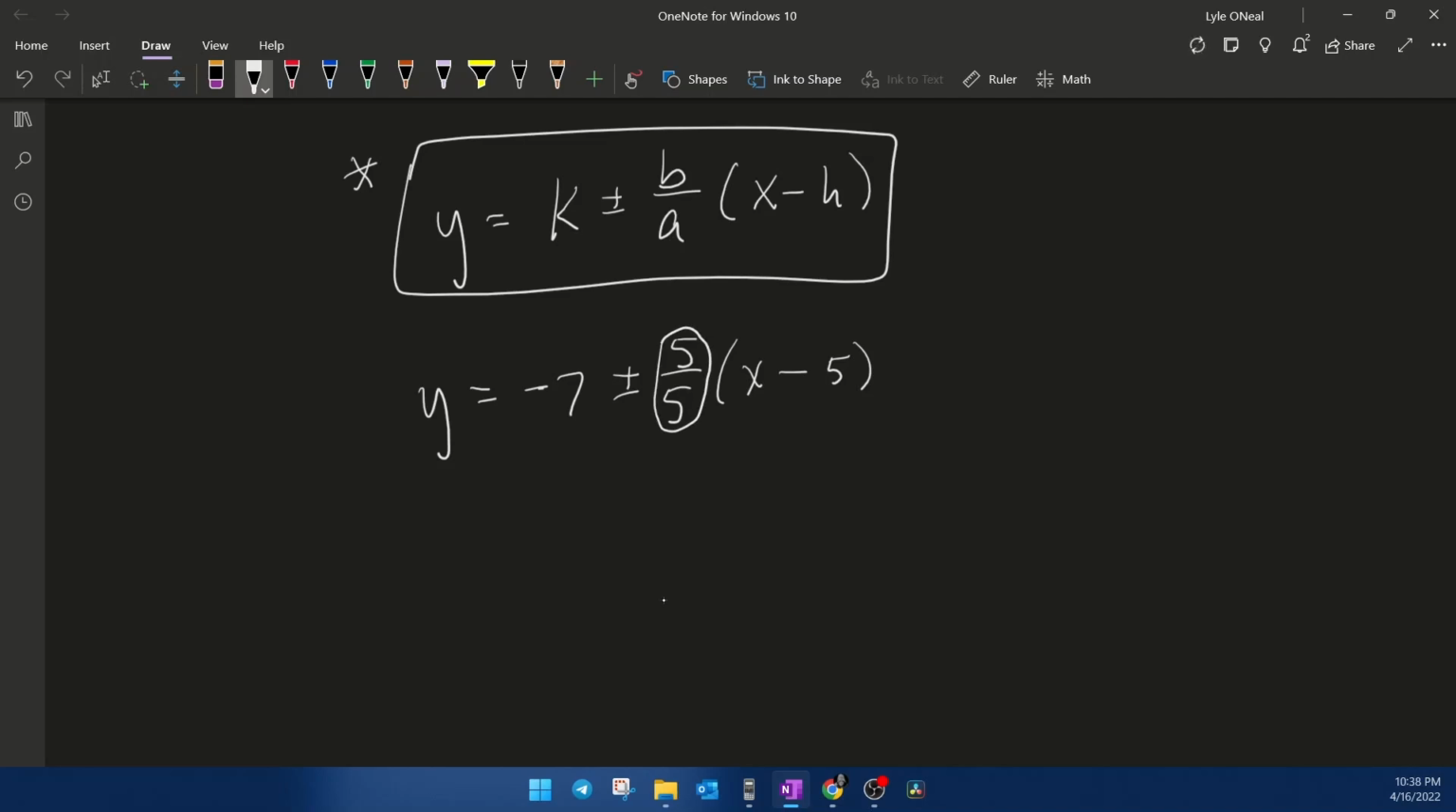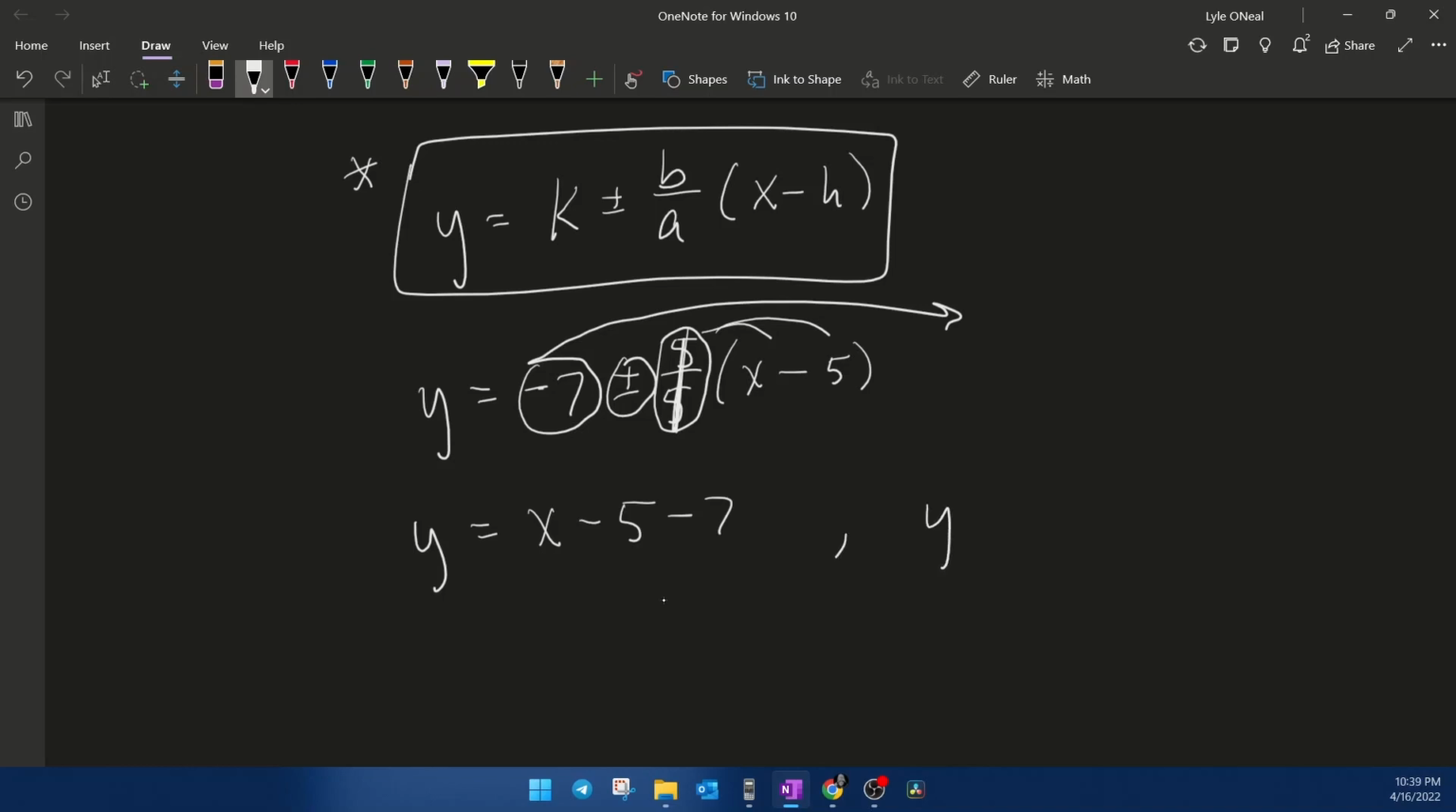5 divided by 5 is 1. 1 times anything is itself. So that's going to distribute, and I'm going to move this negative 7 all the way to the back, okay? So we had 5 over 5 is 1. Don't forget your plus or minus here, so we're going to distribute the plus 1 first. 1 times x is x. 1 times negative 5 is negative 5 minus 7.